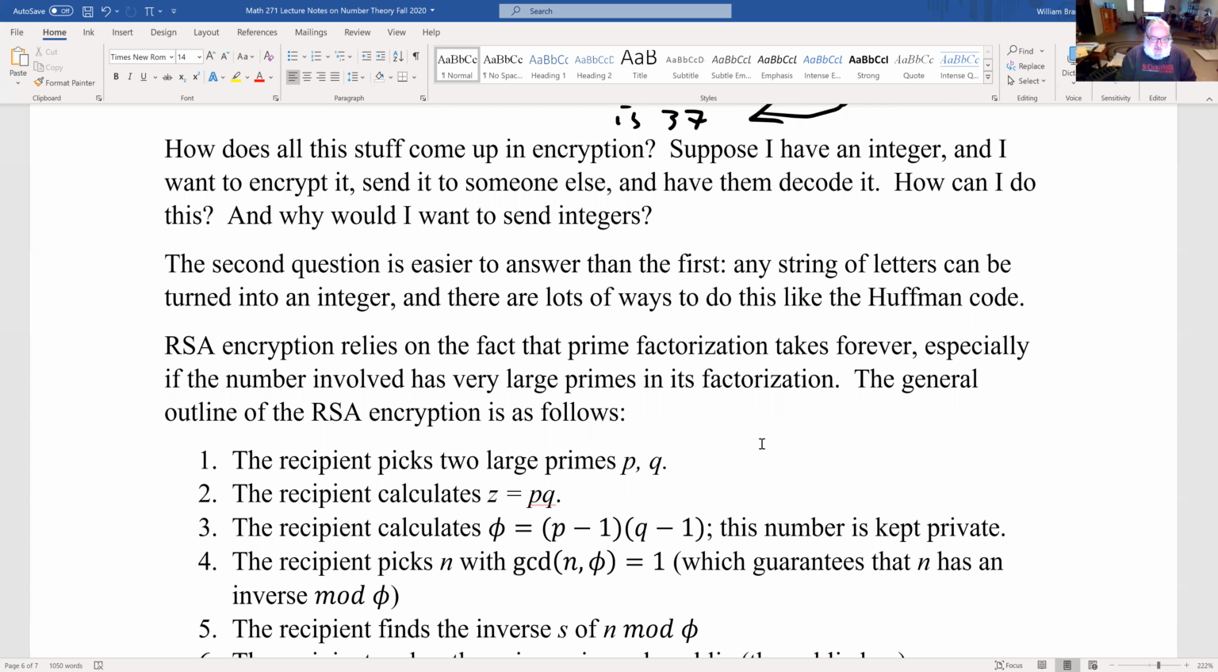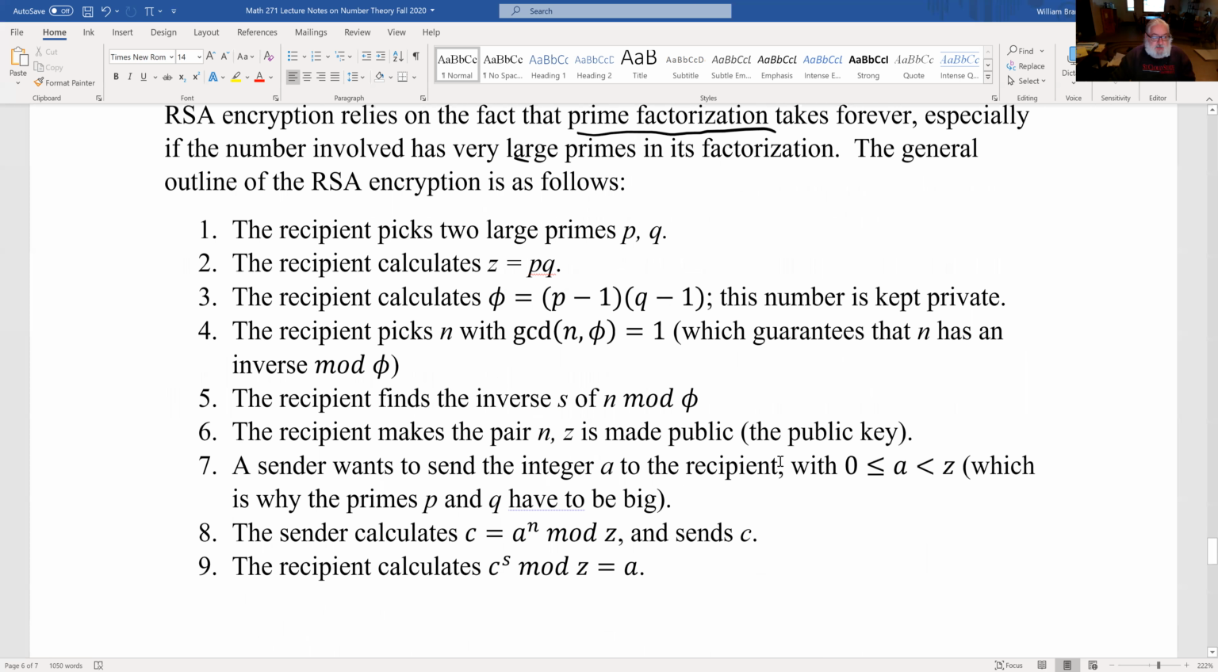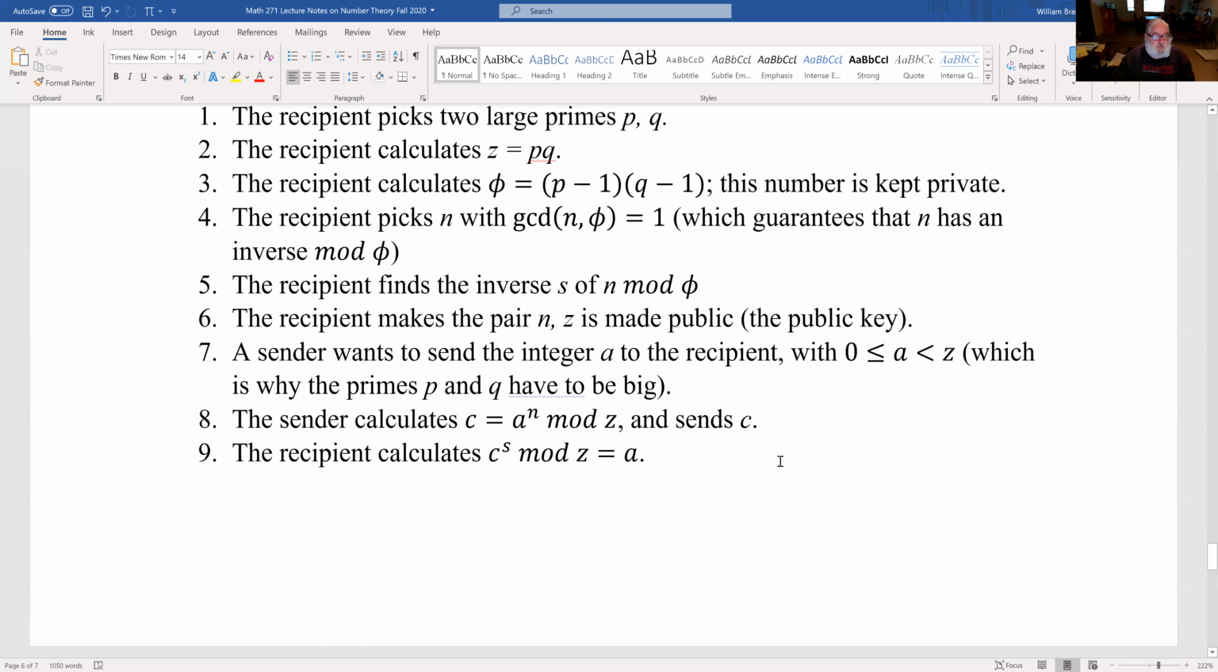RSA encryption relies on the fact that prime factorization takes forever, especially if you have very large primes that you have to factor out. So what RSA encryption does is the recipient, right? Suppose you want to send me a message, I'm the recipient.